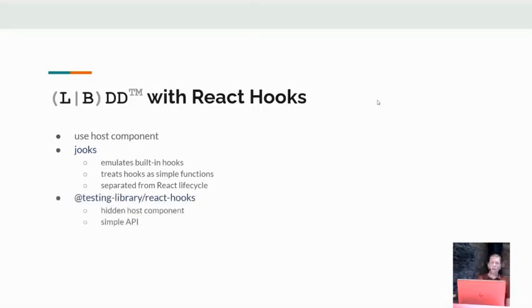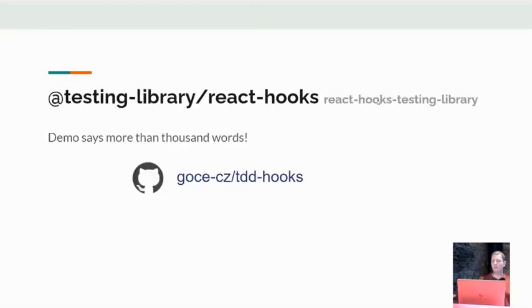So the guys who created React testing library came up with an alternative, which is using something like a hidden host component. They create the component for you. They hide it somewhere underneath their API and then present a nice and simple API to interact with that component and to drive its lifecycle to you. And that's something I will be talking more about in the demo.